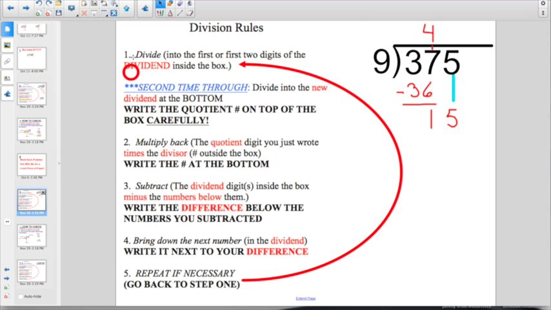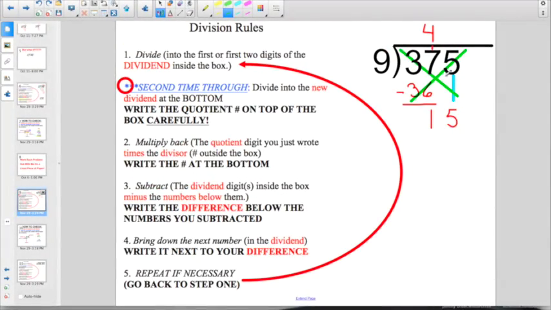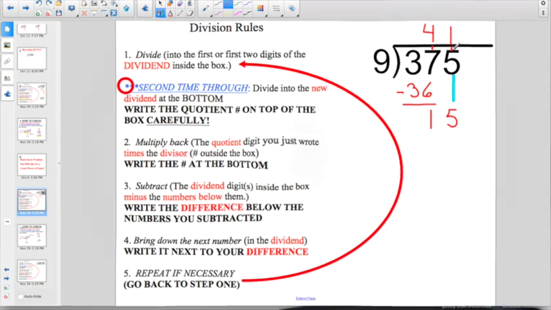Go back to step 1 and it says divide. But we're past the second time through, right? So we have to divide into the new dividend at the bottom. Don't even worry about all this stuff up here. The only thing you need to concern yourself with is 15 divided by 9. So what is 15 divided by 9? 9 times what is going to get me close to 15 without going over? Hopefully you know that answer would be 1. And I'm going to write it nice, neat, and straight right above the 5.